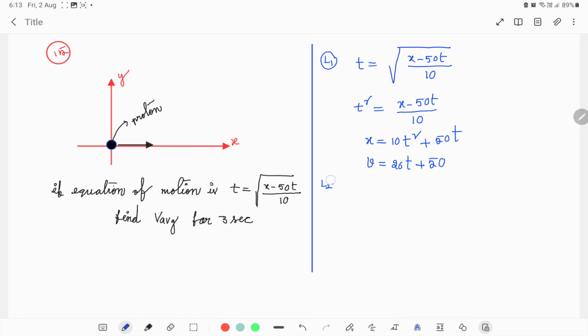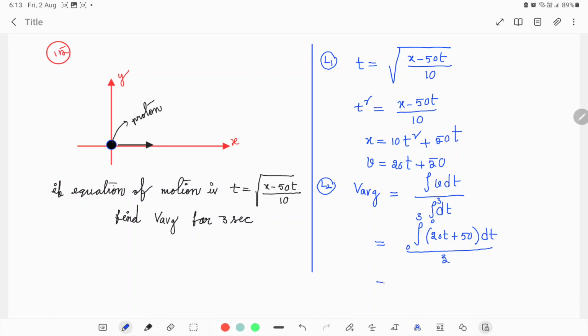Therefore logic number 2 is we're going to find V average. V average equals, as I told you, the integral of V dt divided by the integral of dt. Substituting that velocity function, that is the integral of (20t + 50) dt divided by the integral of dt, with limits from 0 to 3 in both. The denominator will become 3 because the total time is 3 seconds.